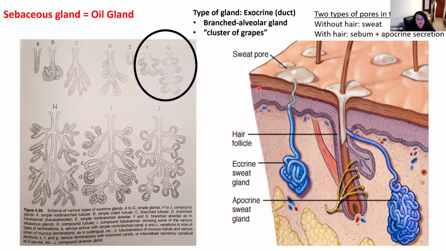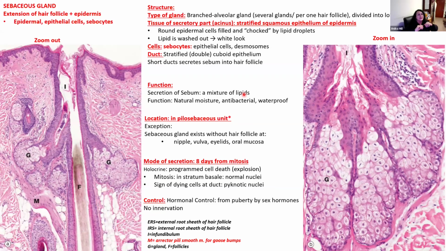Okay, so this is the big slide of the structure, function, and location of the sebaceous gland. Structurally, as we just said, it's a branched alveolar gland, and actually several glands are hugging one hair follicle that are divided into lobules. You can see the lobules very nicely on this image.